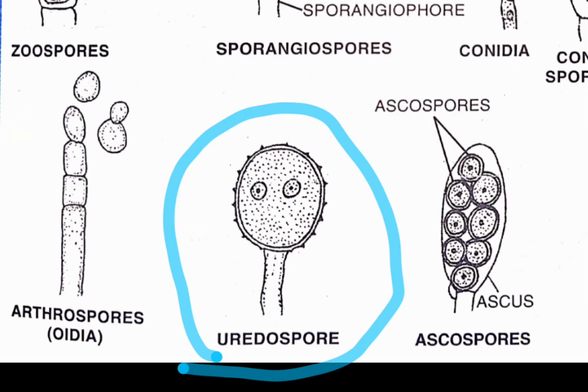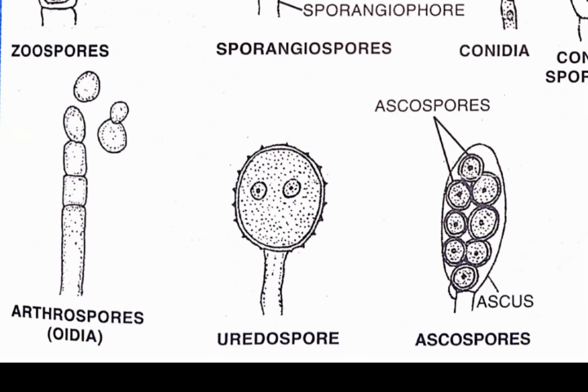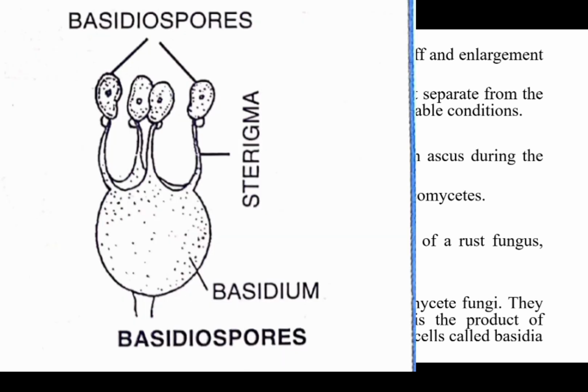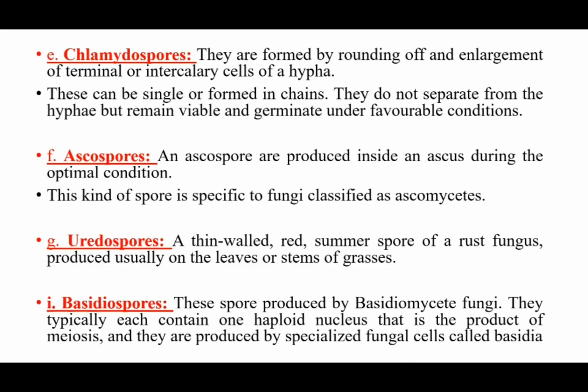Then urediniospores. These are thin-walled red summer spores of rust fungi, produced usually on leaves or stems of grasses. Then basidiospores. These spores are produced by Basidiomycetes fungi. They typically contain one haploid nucleus that is the product of meiosis, and they are produced by a specialized fungal cell called basidium. So basidiospores are formed on the basidium in Basidiomycetes fungi.